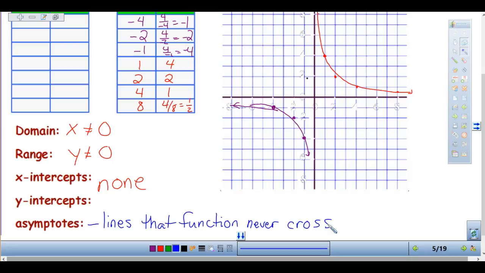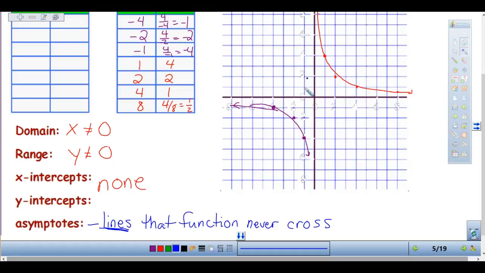So if you notice here, this purple graph, see how it never ever, as I go to the left, it never crosses the x-axis, and I come in from this way, it's never going to cross the y. Because we did say x and y can't be 0, right? What's really nice, you know your domain and range, you know your asymptotes. Now, asymptotes are lines, so we need equations, right? Well, what's the equation of this for the y-axis? What's the equation?